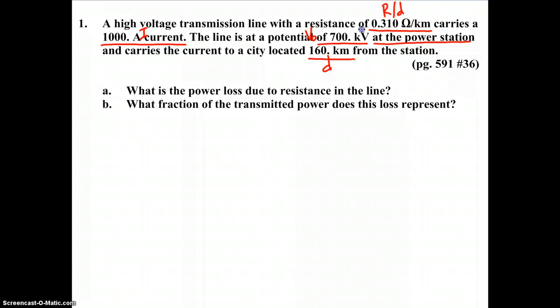A, what is the power loss due to the resistance in the line? Okay, so they want the power loss for A, and what fraction of the transmitted power does this loss represent? Well, this would simply be the amount of power in the line at the end of the 160 kilometers, so at the city, divided by the initial power at the power station. So that would be the fraction of transmitted power this loss represents. All right, let's start with A.